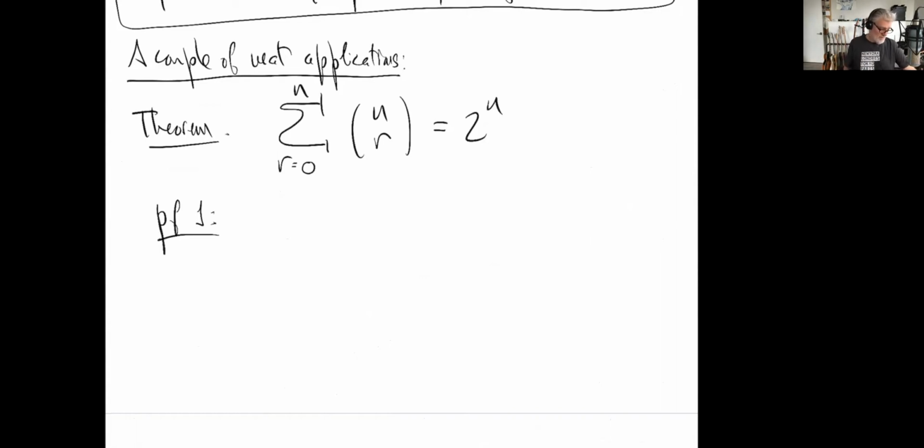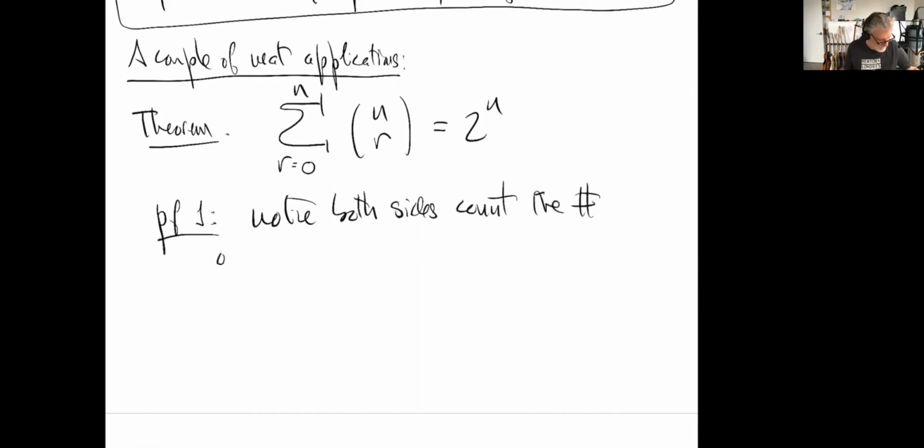So what is the left-hand side? I'm adding up n choose 0, n choose 1, n choose 2, which all count the number of subsets of size 0, 1, 2, and so on. So the left-hand side is the number of subsets of an n element set. So that has to be 2 power n. So notice both sides count the number of subsets of this.